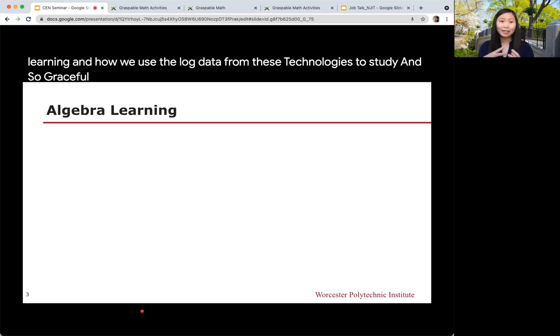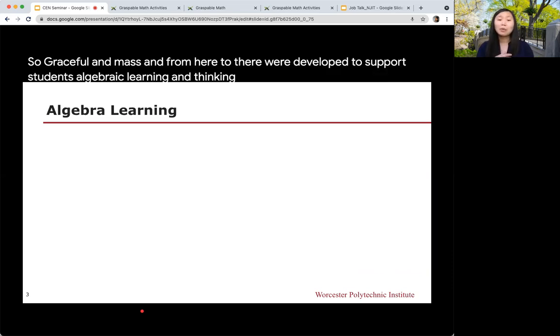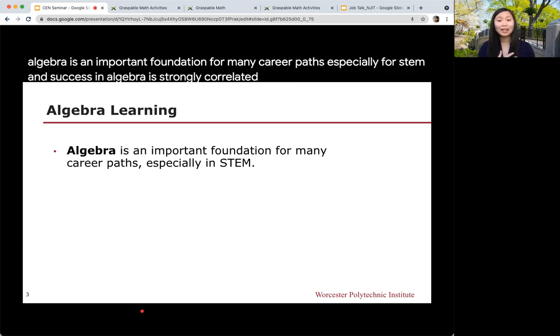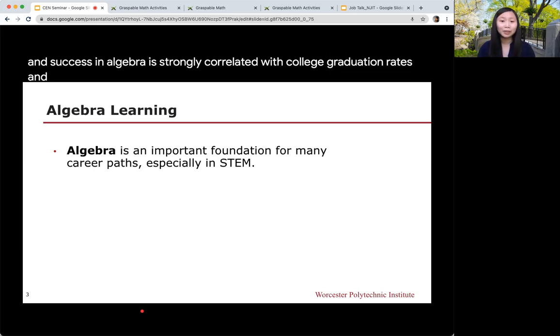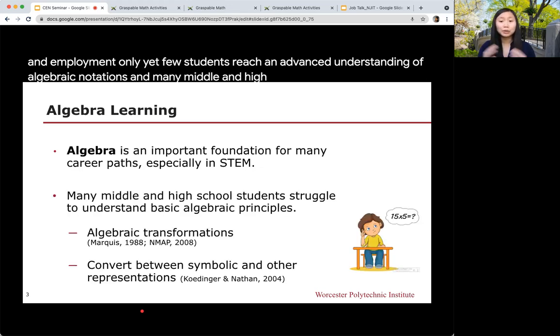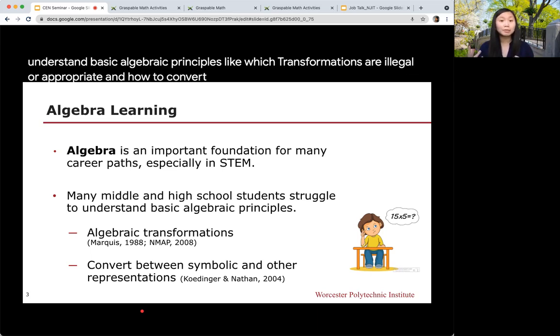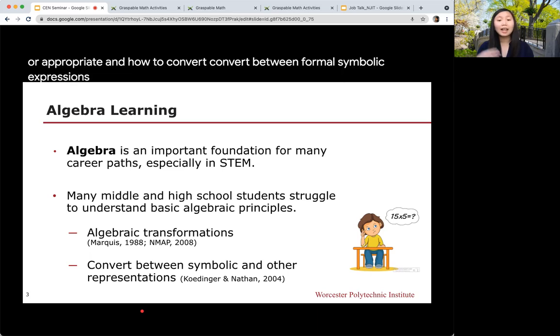And so Graspable Math and From Here to There were developed to support students' algebraic learning and thinking. Why do we focus on algebra? Algebra is an important foundation for many career paths, especially for STEM. Success in algebra is strongly correlated with college graduation rates and employment earnings, yet few students reach an advanced understanding of algebraic notations. Many middle and high school students struggle to understand basic algebraic principles, like which transformations are legal or appropriate, and how to convert between formal symbolic expressions and other representations.